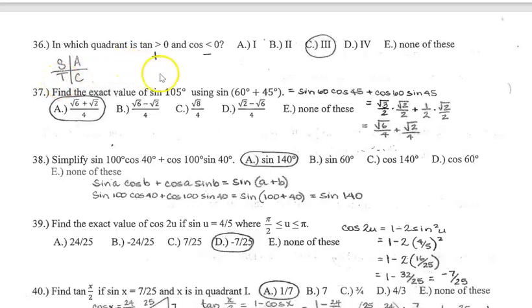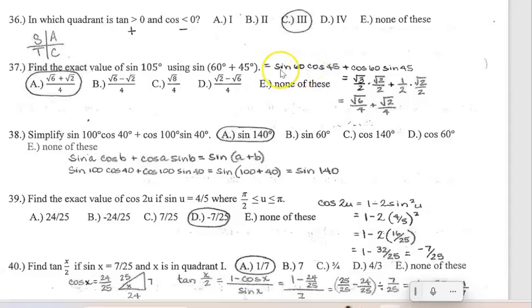All right, then it said find the exact value of sine 105 by using our sine addition formula. On your formula sheet, if you look for your sine addition and subtraction formulas, we'll see that sine addition is sine cosine plus cosine sine. So I'm going to put 60 in for my first value and 45 in for my second. So sine cosine plus cosine sine.